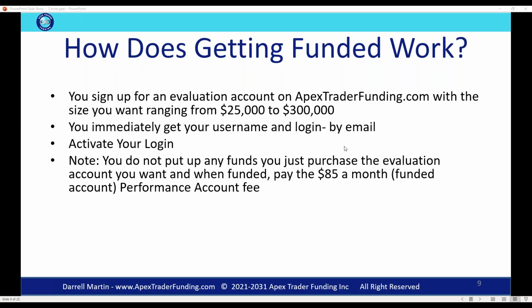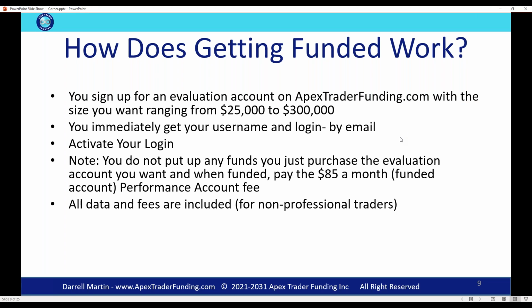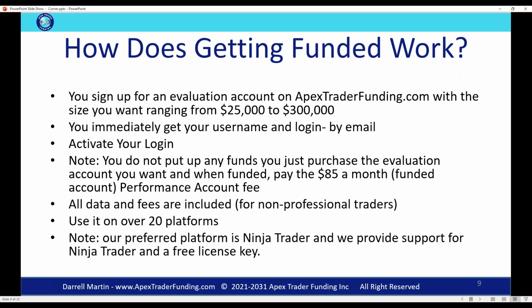So you sign up for the account, you get access to everything right away. The data fees are included. You don't have to pay extra for data feed, okay? We can use it on over 20 platforms. NinjaTrader is our preferred platform. That's the platform we provide support for. We also give a free license key for NinjaTrader included in that.